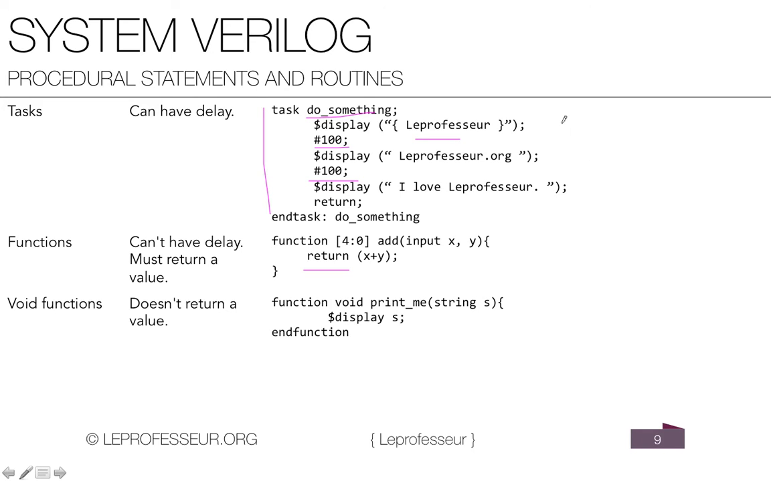So where do we use tasks and where do we use void functions? Say if you have a delay in your program, then make use of a task. If you do not have a delay and you do not want to return any value, then you can use a void function. Okay, clear? Simple.